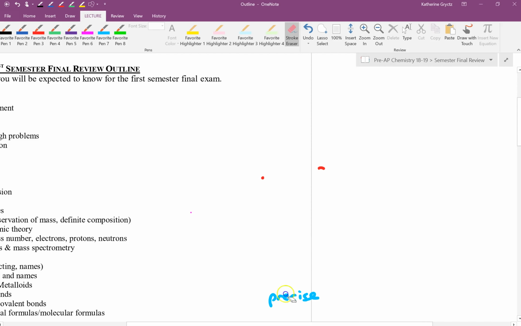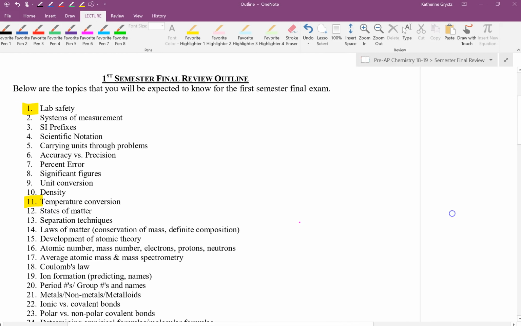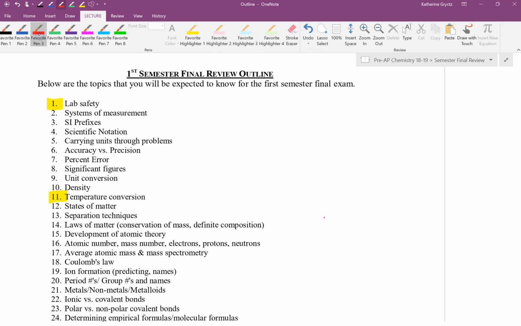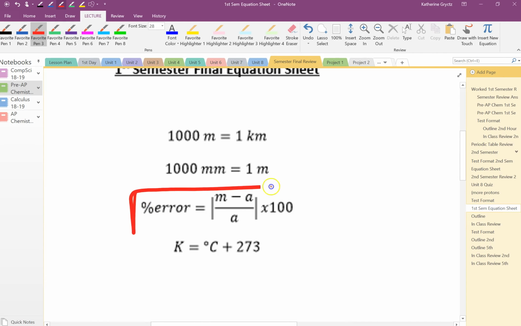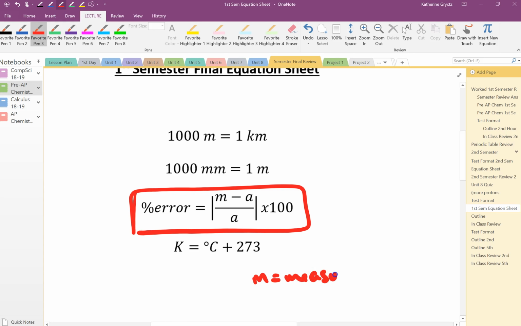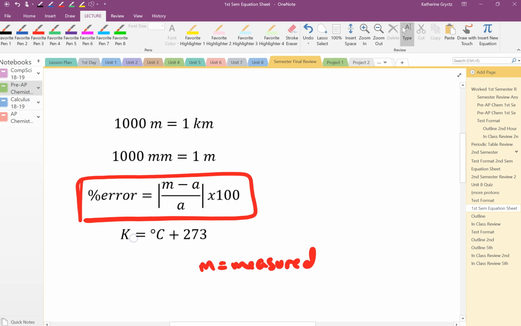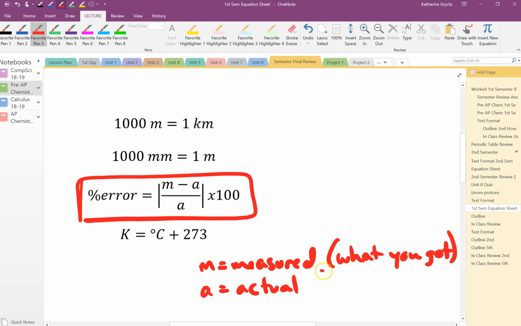Okay, so next thing up is percent error. So you're going to be given the formula for percent error on your equation sheet. And this is the way it's written, so I do want to make sure that you're familiar with that notation. M is for the measured value. That is what you got. And then A is standing for the actual value. This is what you were supposed to get.